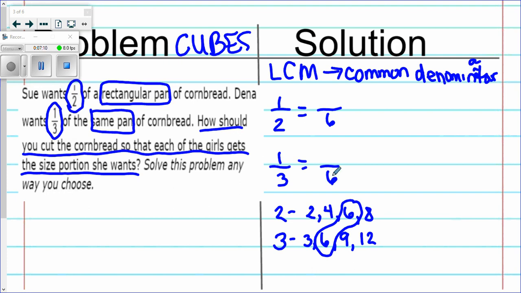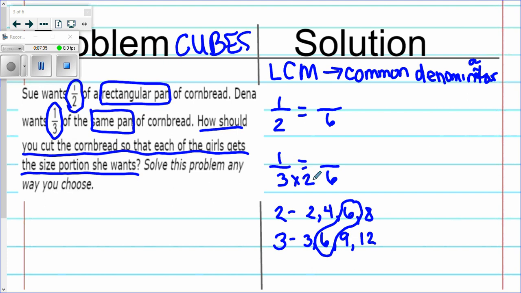Now I have to look at, well, what would my numerator be, the top part of my fraction? And you can write this a couple of different ways. I'm just going to show you the way I've always written it. You may choose to write it similar to the way that was shown in the vocabulary problem, and that's great too. All right, so what I do is I think about 3 times what is going to give me 6? And I know that was 3 times 2.